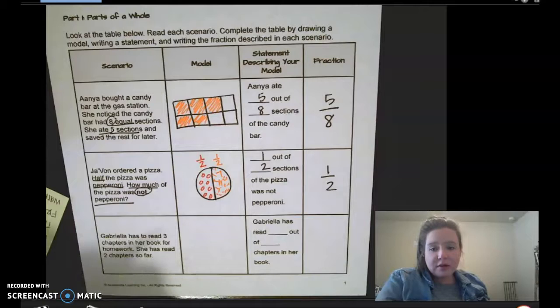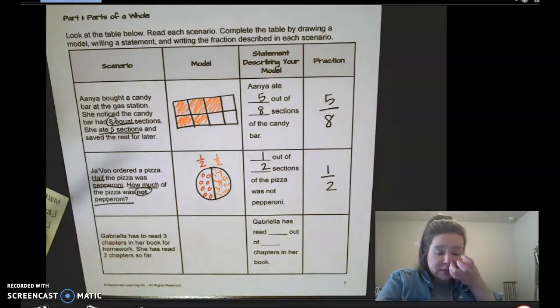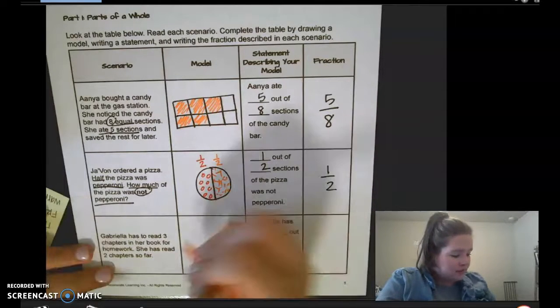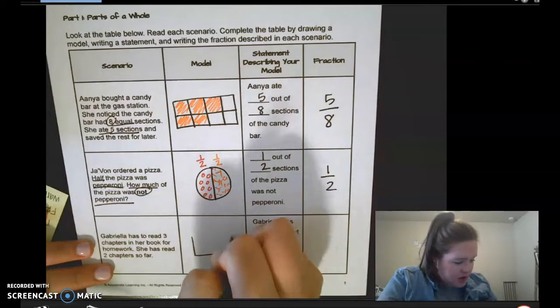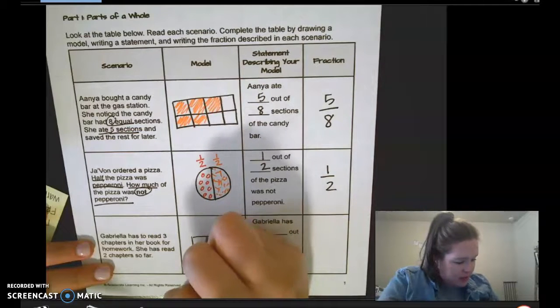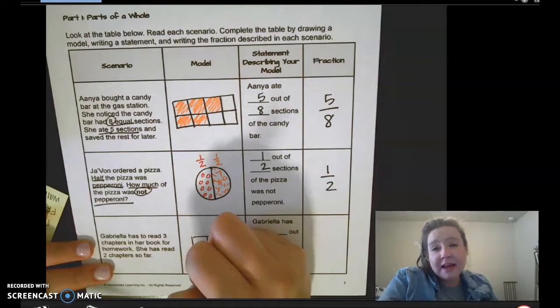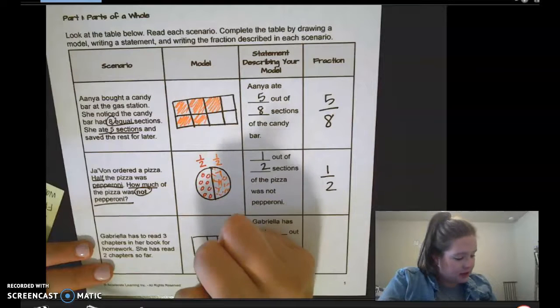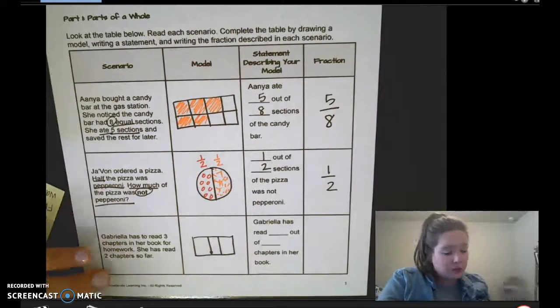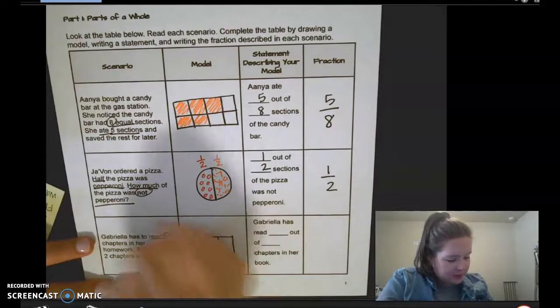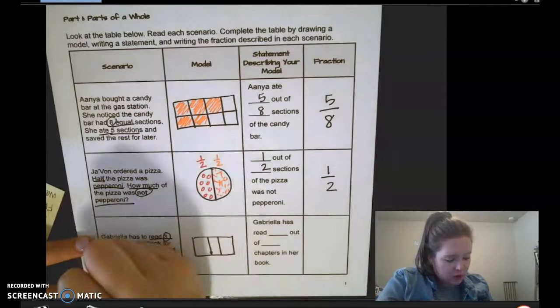Gabriella has to read 3 chapters in her book for homework. She has read 2 chapters so far. For this one, I am just going to draw a rectangle to resemble a book. How many pieces am I going to cut this book into, or my rectangle into? Good job. I'm going to cut it into 3 pieces. Again, as even as possible. I know that that's not super even, but I'm a human and it's not going to be.